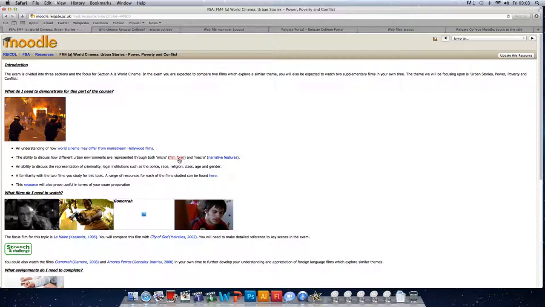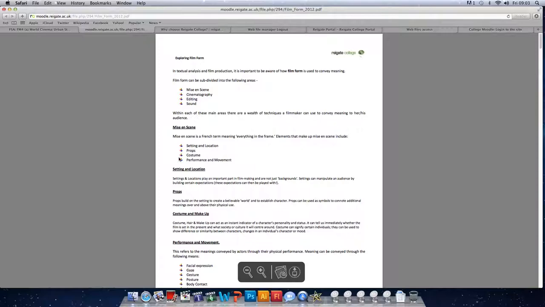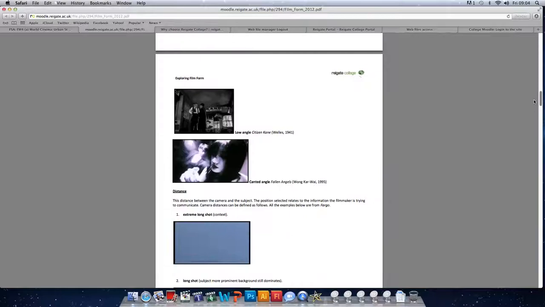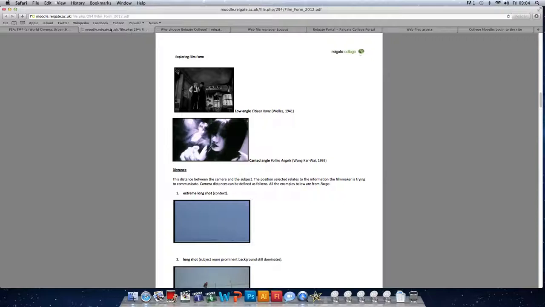In that case, you need to be very familiar with film form, film language, which is stuff we did in the first year. If you click on here, you'll see this provides an overview of all the key sort of terminology. So anything you're not sure about in terms of cinematography, for example, looking at things like angle, camera positioning, all the information you need is on there. Okay, so that's quite a good revision resource to use.